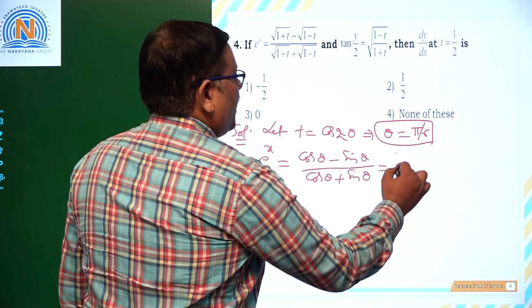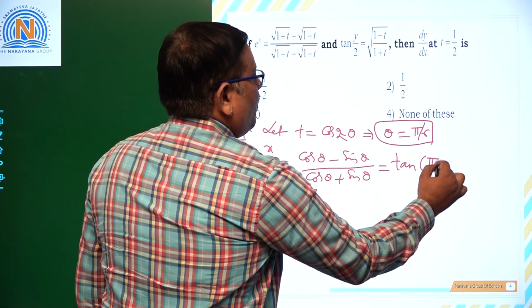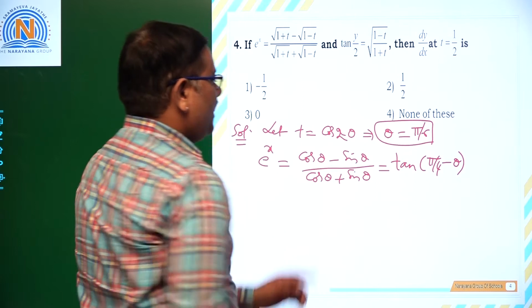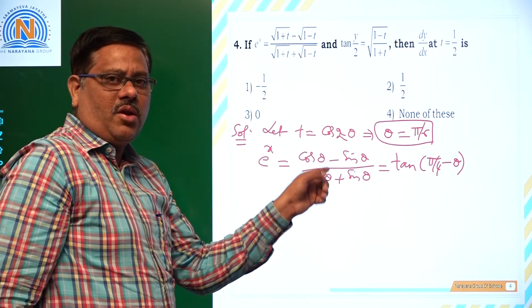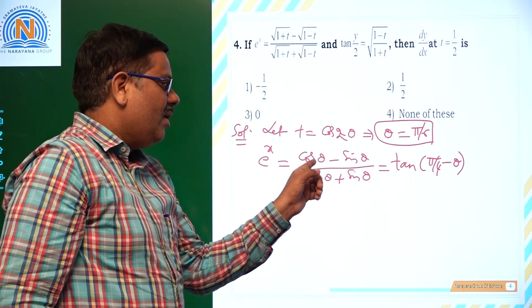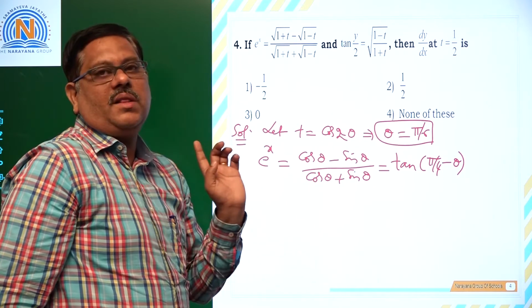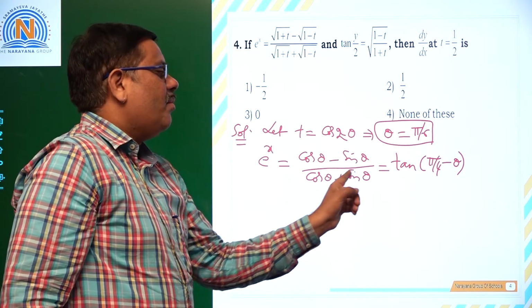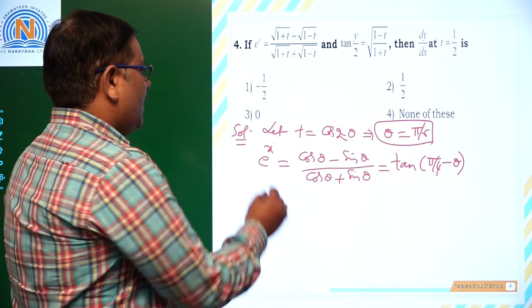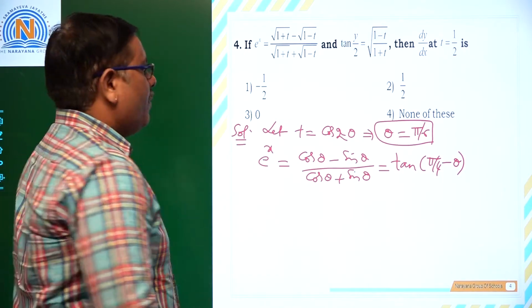That is otherwise we can write as tan of (pi by 4 minus theta). Because if you divide both numerator and denominator by cos theta, you are going to have 1 minus tan theta by 1 plus tan theta. That is tan of (pi by 4 minus theta), right? That is the value of e power x.